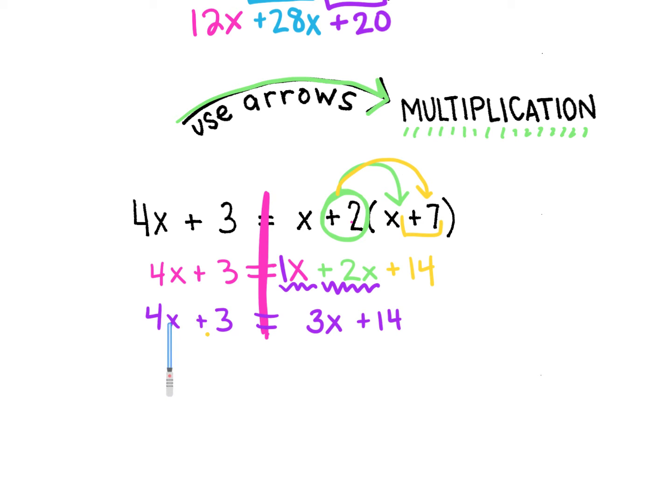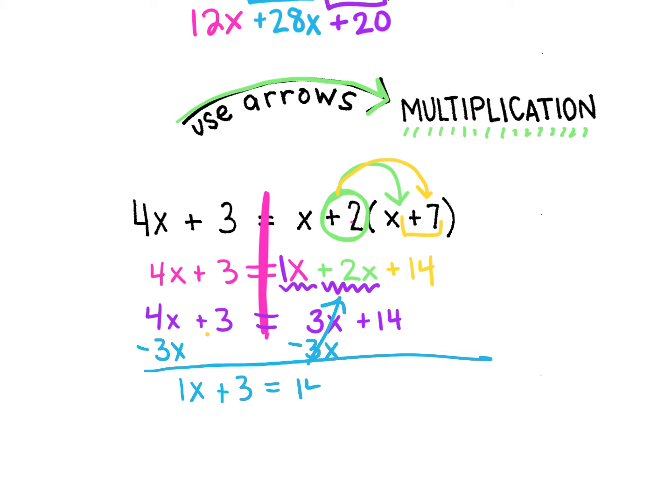Next thing, you'll notice we have a variable on both sides. The 3x is the smaller variable, so I am going to subtract 3x from both sides of my equation. That cancels this out here. 4x minus 3x is 1x, plus 3 is still there, equals 14. Last but not least, we're going to subtract 3 from both sides, and we get x is equal to 11.